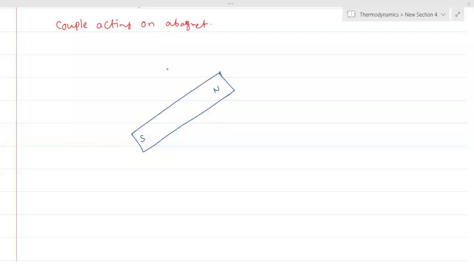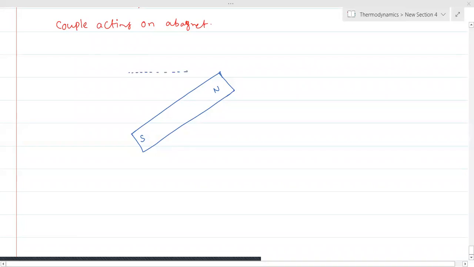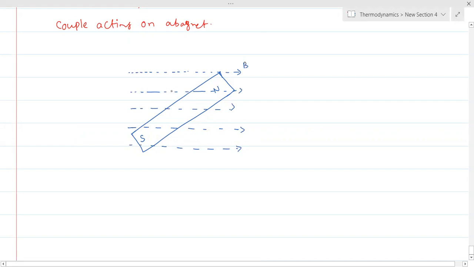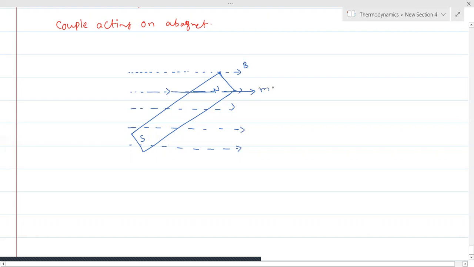Couple acting on a bar magnet. For example, we are taking a uniform magnetic field of induction B. As we studied, a line of force is the path of an infinite number of unit north poles. If infinite north poles are coming in this direction, they repel in this way. So this is mB.